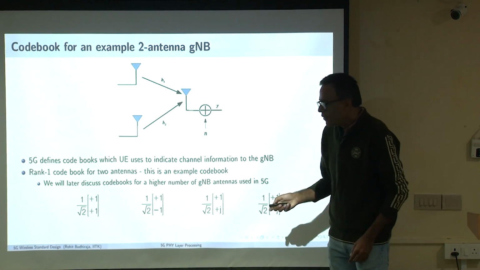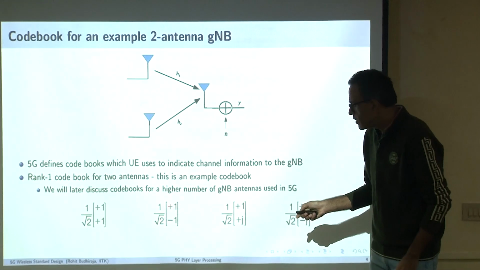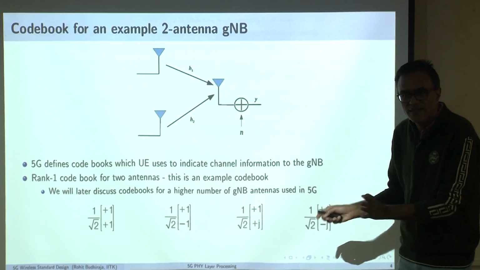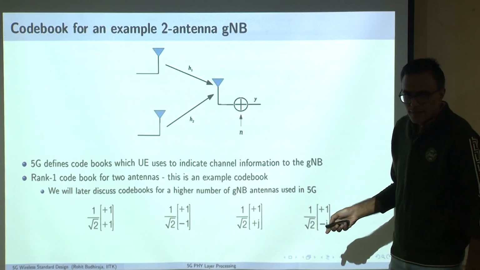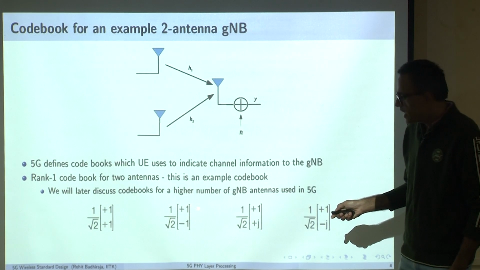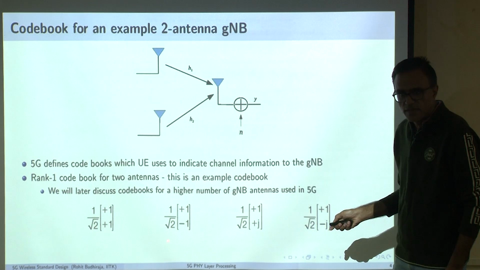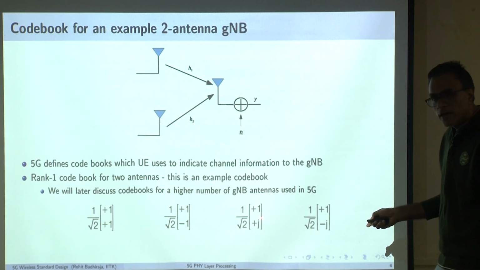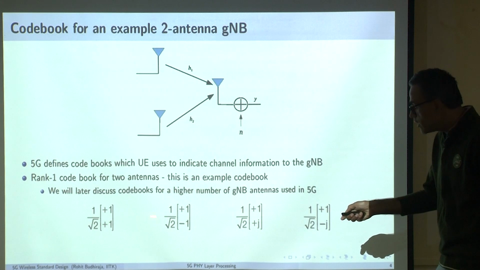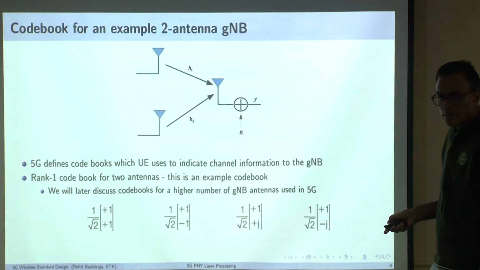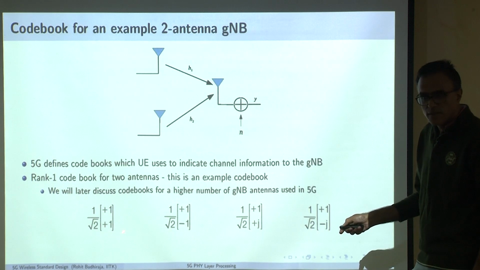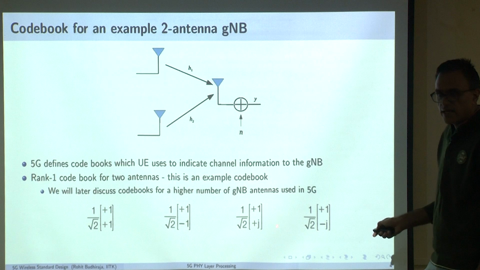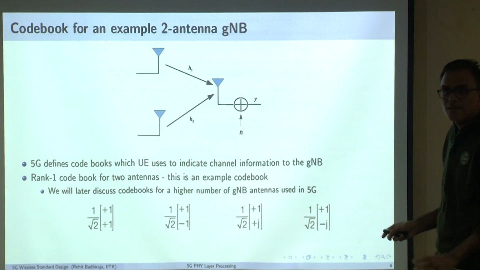Look at here also. What is the amplitude of this entry? 1 by root 2 and minus 1 by root 2 and 1 by root 2. The minus is the phase. Here the amplitude of the channel is 1 by root 2, and here again the amplitude is the same. What is changing is only the phase across these 4 code book entries. Here the phase between H1 and H2 is 0. Here it is 180. Here it is 90. Here it is 270.